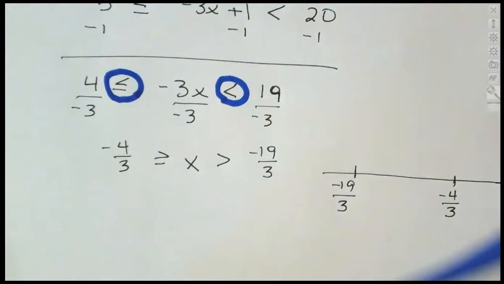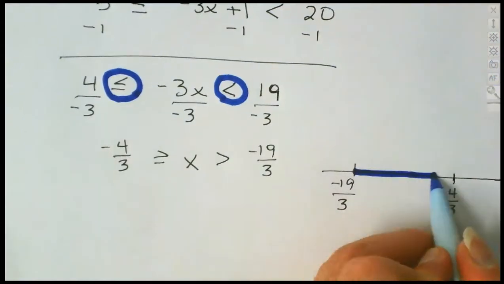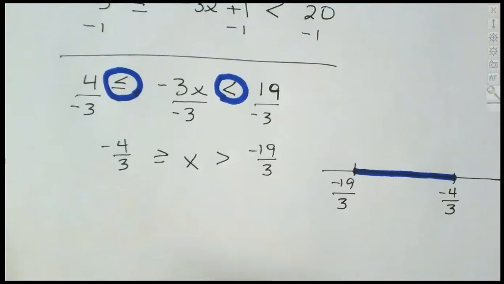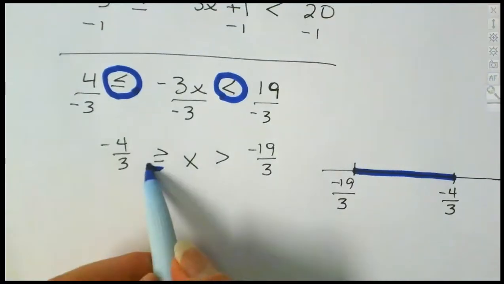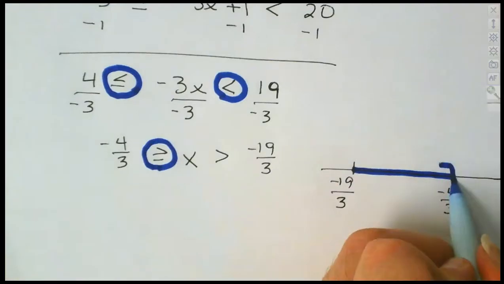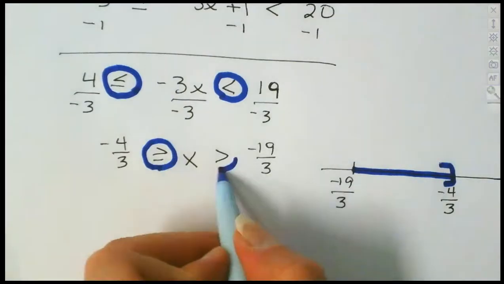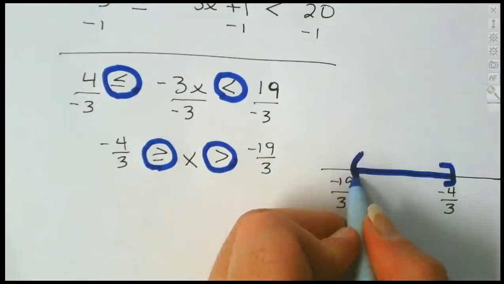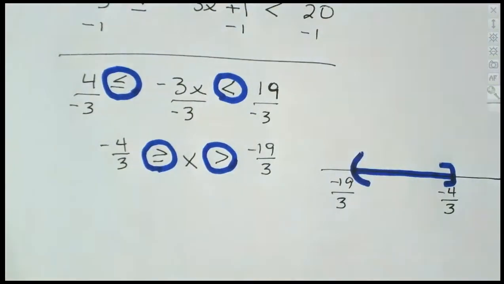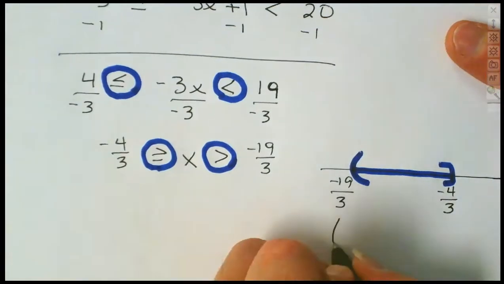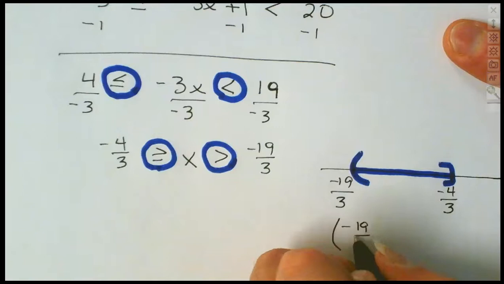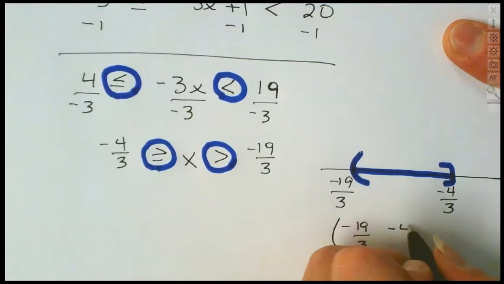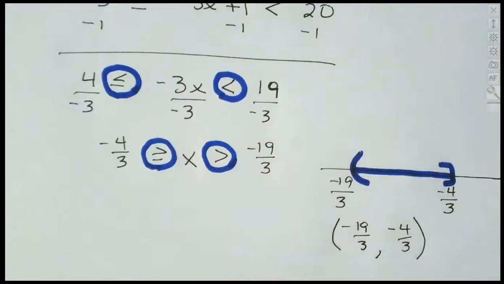What do we do again? Graph in the middle. Make sure we know what gets what. Minus 4/3. It gets square brackets. Negative 19 over 3, what does it get? Parentheses. So what's our answer look like? Parentheses negative 19 over 3, comma, minus 4 over 3. Make sure they're in the correct order. If you flip your inequality symbol, you've got to flip the order on the line as well.